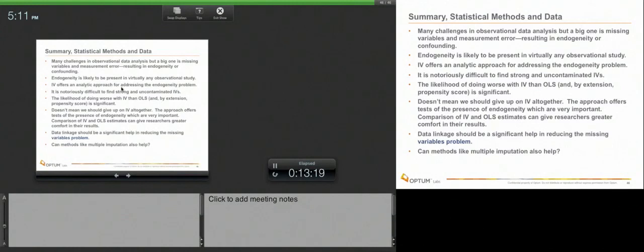So we really want to look at what's the bias if you have claims data alone, what's the bias when you have the clinical, and then how does that get affected by imperfect linkage and by these multiple imputation techniques and so forth. So with that, I think I'll stop and see if you guys have questions.